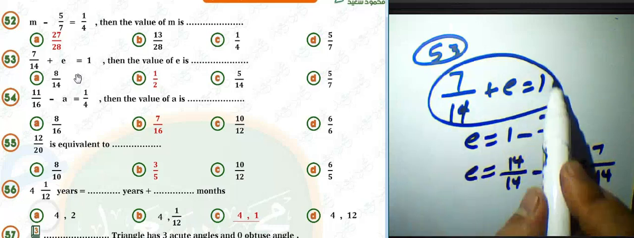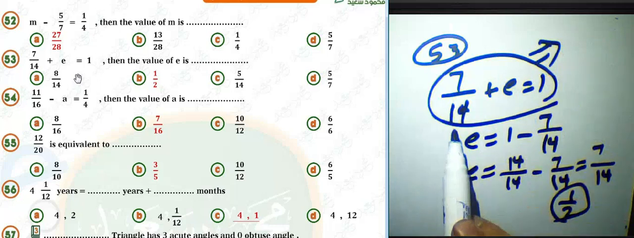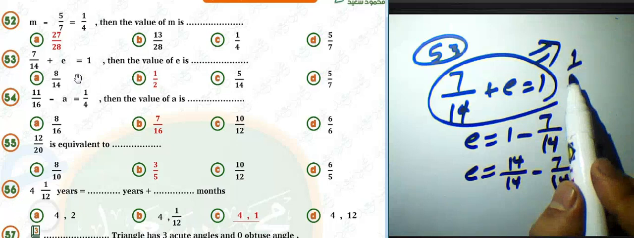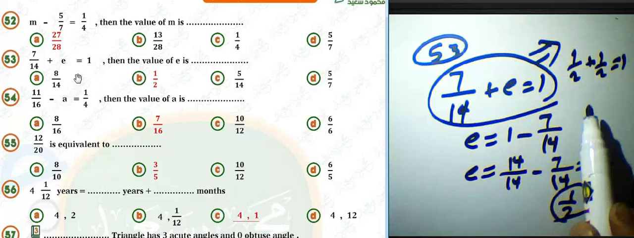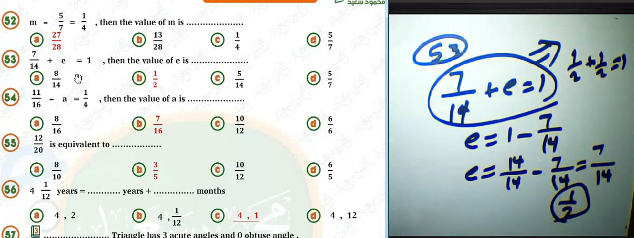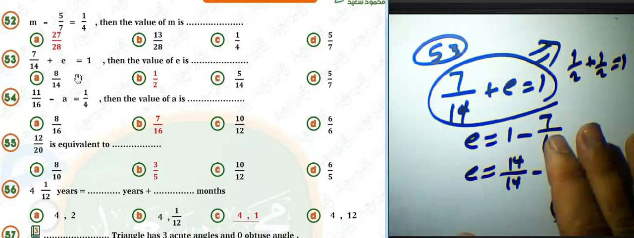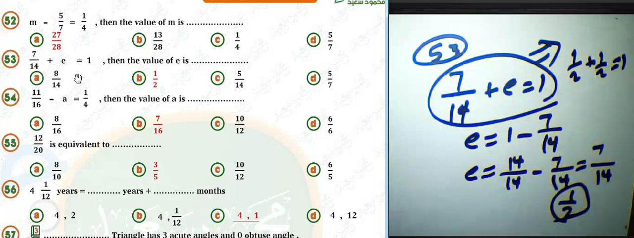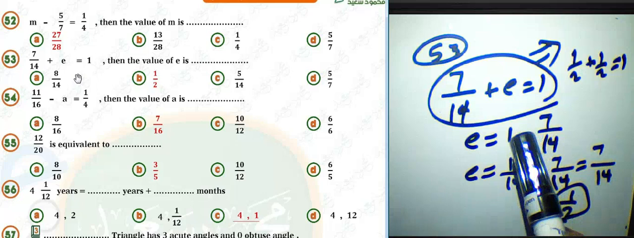Or you can solve this example by another method. You know 7 over 14 equals a half. Half plus half equals 1. So we must write a half in this example. You can use this method or this method as you like. Okay, my students, it's very easy for you.